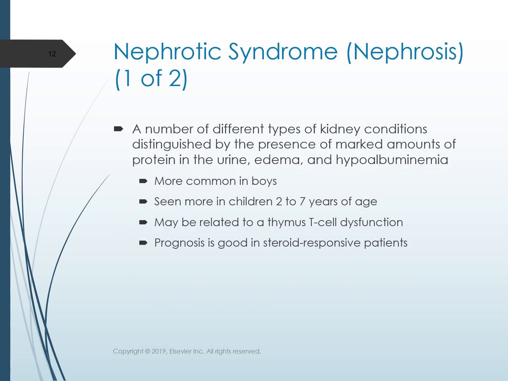Nephrotic syndrome refers to a number of different kidney conditions that are distinguished by the presence of marked amounts of protein in the urine, edema, and hypoalbuminemia. The characteristic symptoms of MCNS are proteinuria and edema. The child gains weight because of the accumulation of fluid. The abdomen may become distended. The child is pale, irritable, listless, and has a poor appetite. Blood pressure is typically normal.